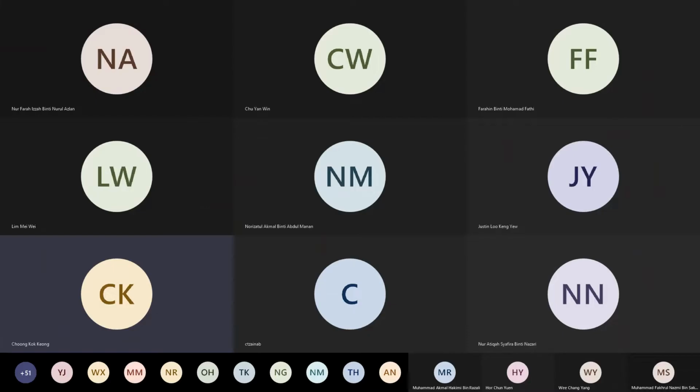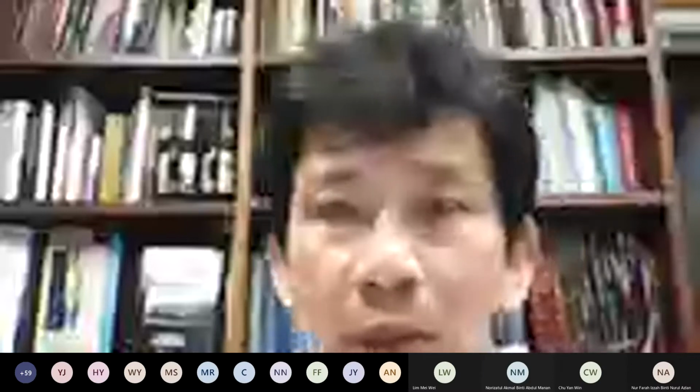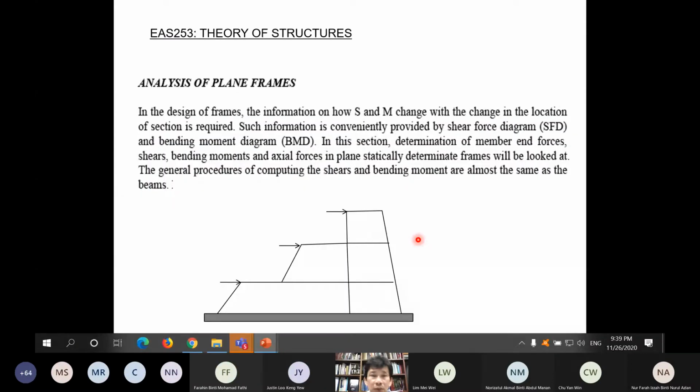We have a look at statical determinacy. Okay. So next we want to look at how to draw shear force diagram and bending moment diagram for frames.